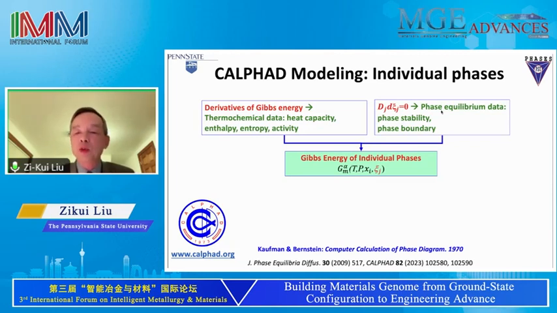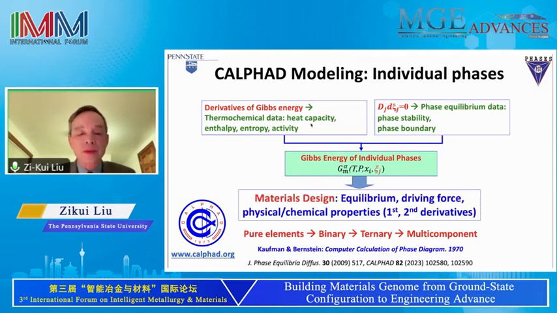We take the phase equilibrium data. We take the derivatives of free energy, like heat capacity, enthalpy, entropy, and activity. We put them together. We start with pure elements, then binary, ternary, multi-component systems. And as soon as I get those functions, you can do predictions. With material design, you can do equilibrium calculations, you can do driving force, you can do physical properties, chemical properties. That's the first. The second, I should add here actually the third derivatives too.